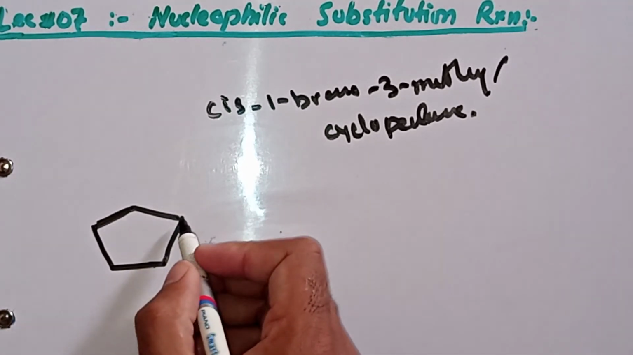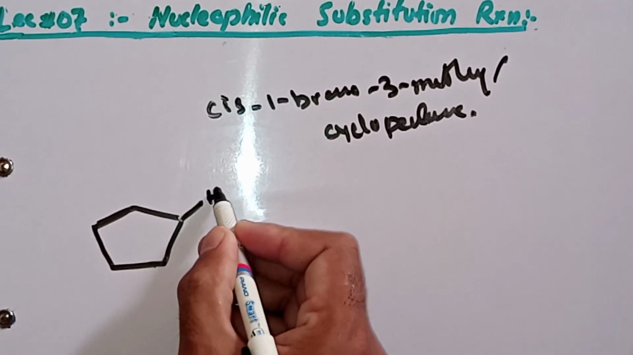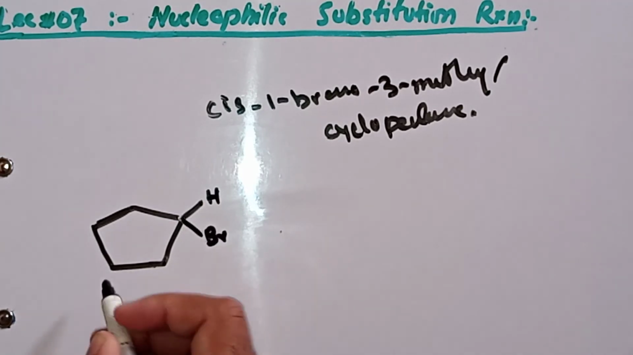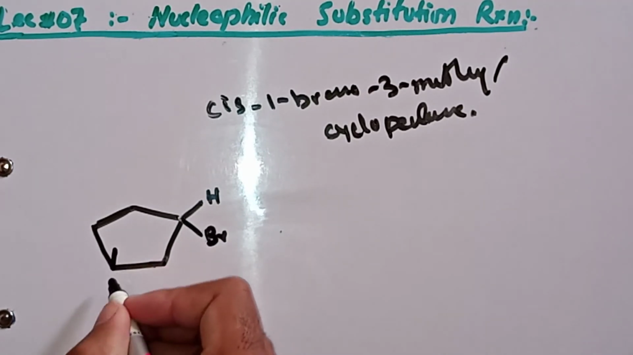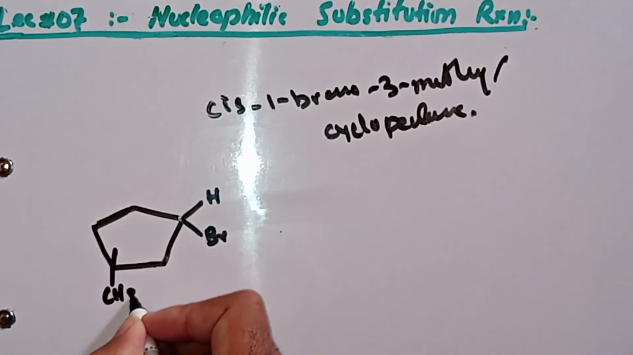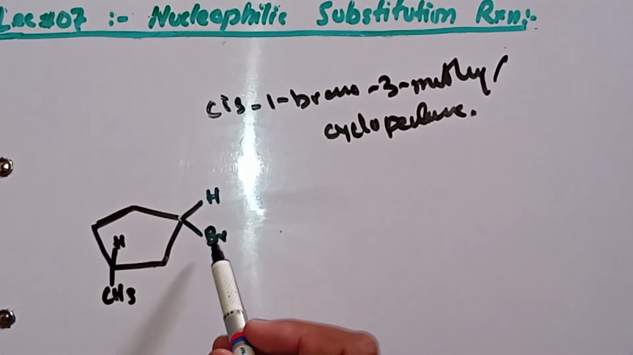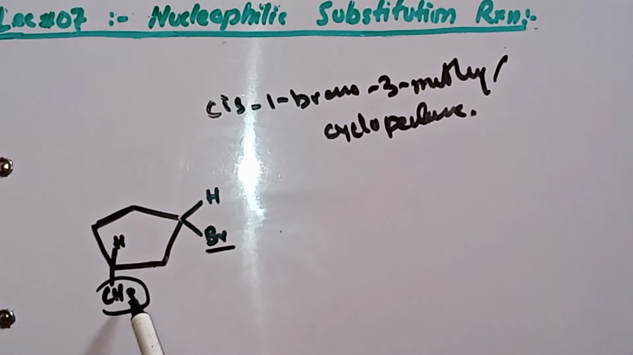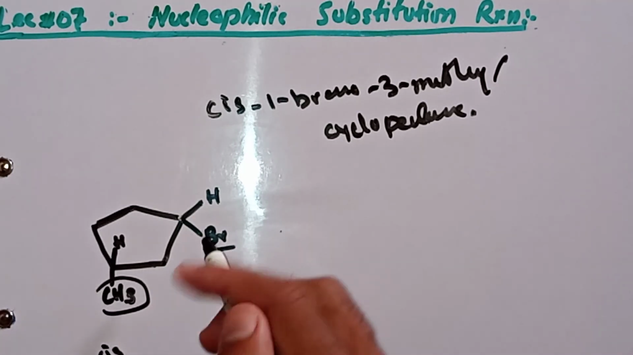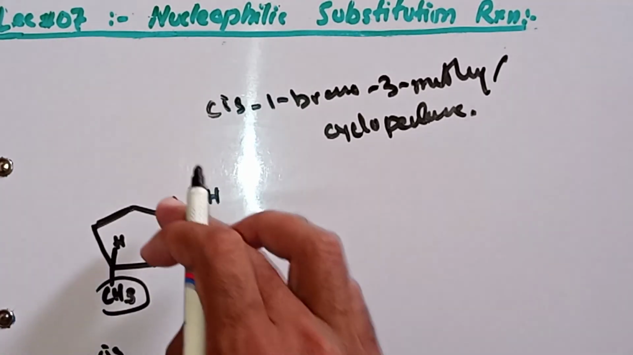This is cis-1-bromo-3-methylcyclopentane, with bromine, and here is CH3 and H. And here you can see that the bromide ion and the CH3 are on the same side. So this structure will be called cis, meaning cis-1-bromo-3-methyl.